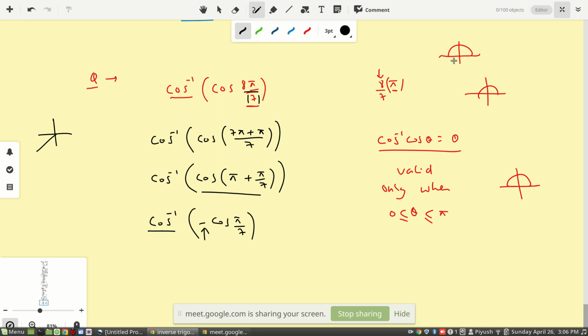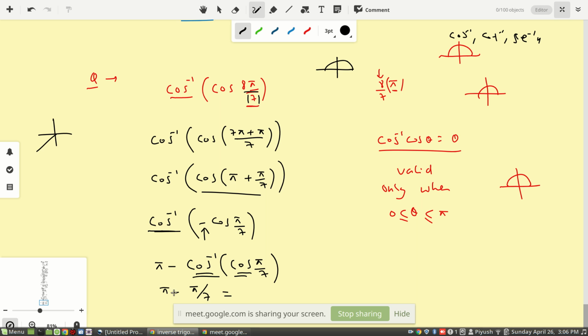So whenever, for these three family, cos inverse, cot inverse and cosec inverse, if there is a negative inside, in the case of tan inverse trigo, how do we remove that negative? You know that it is pi minus cos inverse of cos pi by 7. This formula is valid now because pi by 7 is under the range. Then pi minus, the cos inverse and cos will get cancelled out, and the final answer is 7 minus 1, which is 6 pi by 7.